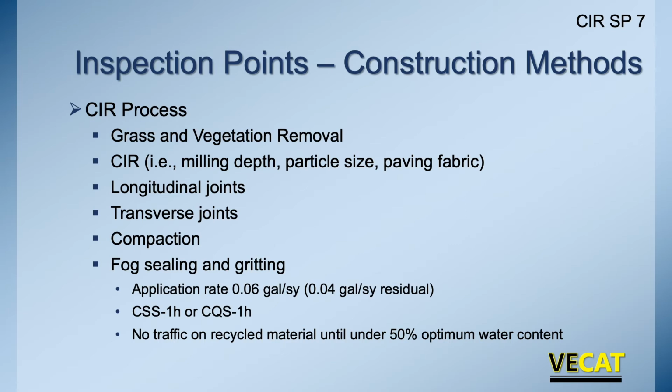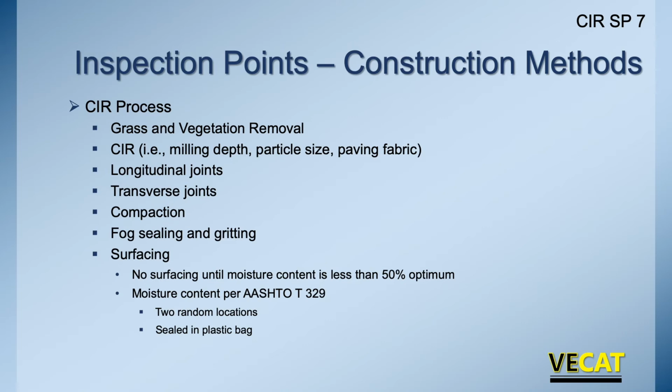Compaction to fog sealing and gritting, we have an application rate of 0.06 gallons per square yard, or 0.04 gallons per square yard residual. So we're going to put a fog seal, going to use CSS-1H or CQS-1H as the material, and we're not going to allow any traffic on that recycled material until 50% optimum water content. Because what will happen is it'll damage the surface, it may damage the overall layer, so we want to make sure that the water's had time to evaporate, we've got the compaction in place before we open it up to traffic.